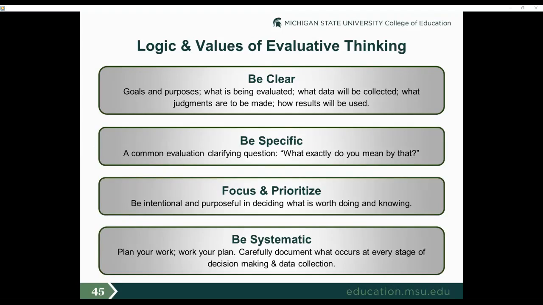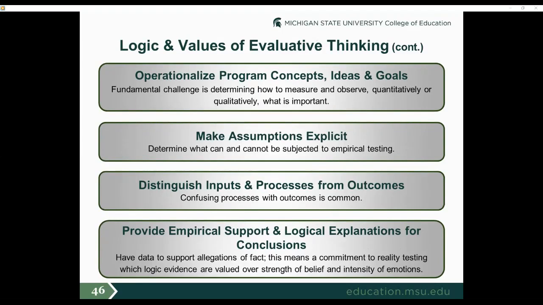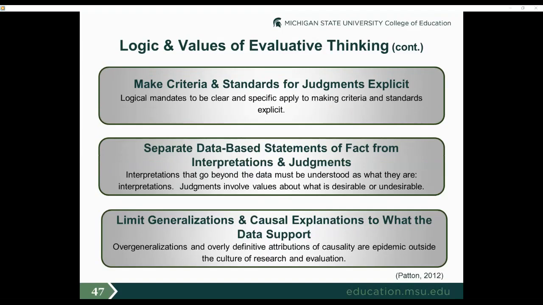Continuing with these evaluative thinking aspects that Patton has put together, we need to operationalize program concepts, ideas, and goals, and really spend time carefully describing that. We make assumptions explicit in our process. We distinguish inputs and processes from outcomes. Confusing processes with outcomes is common. We need to provide empirical support and logical explanations for our conclusions. We need to make criteria and standards for judgments explicit.